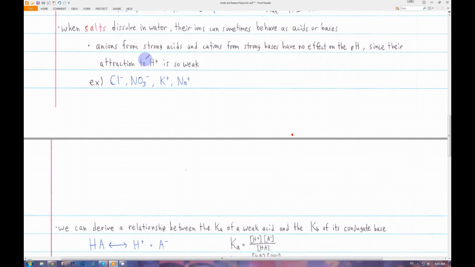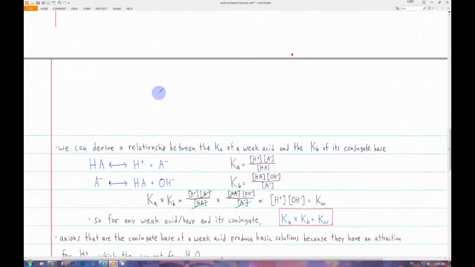When we have an ion coming from a strong acid or strong base, it has no effect on the pH because the attraction for H+ is very weak. Remember that strong acids produce very weak conjugate bases.